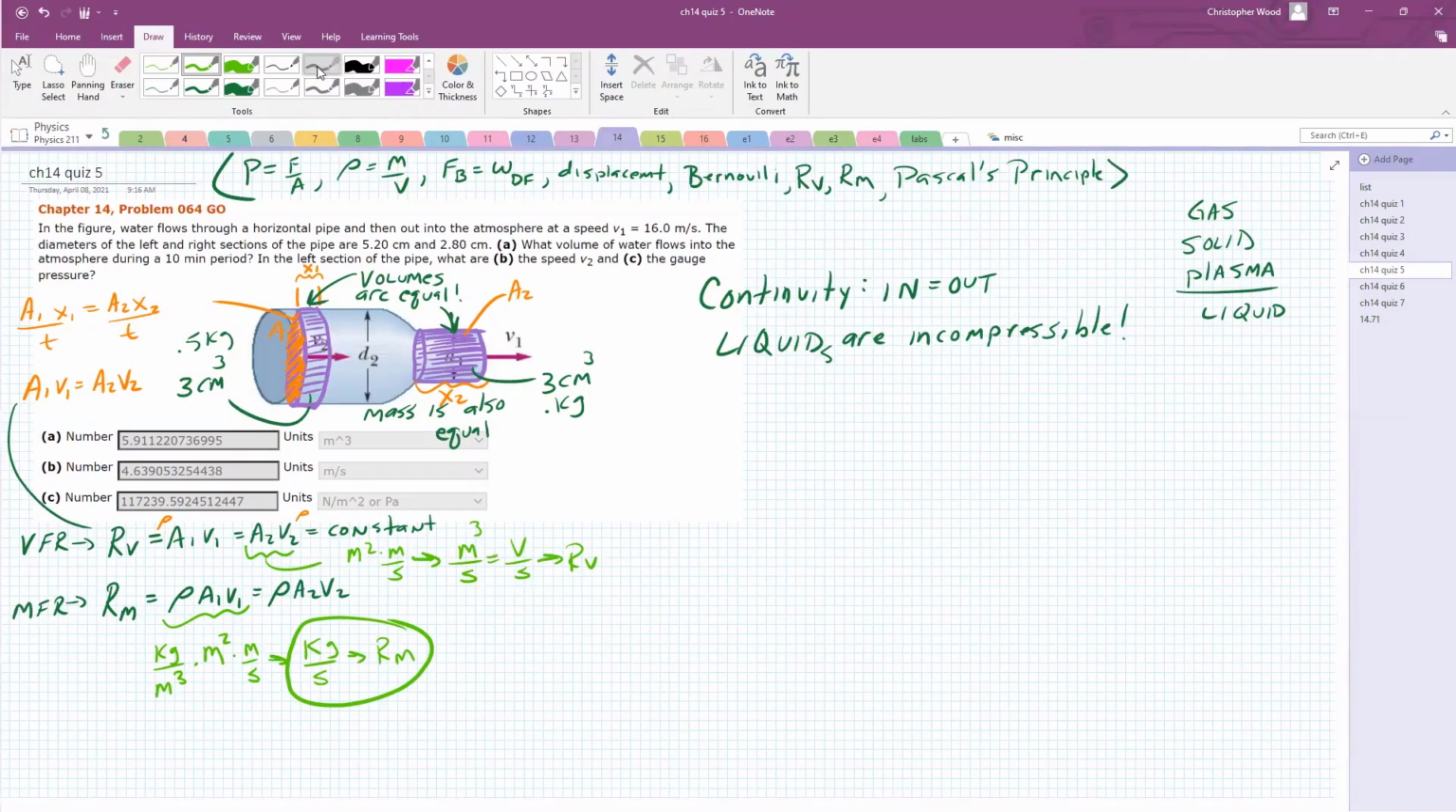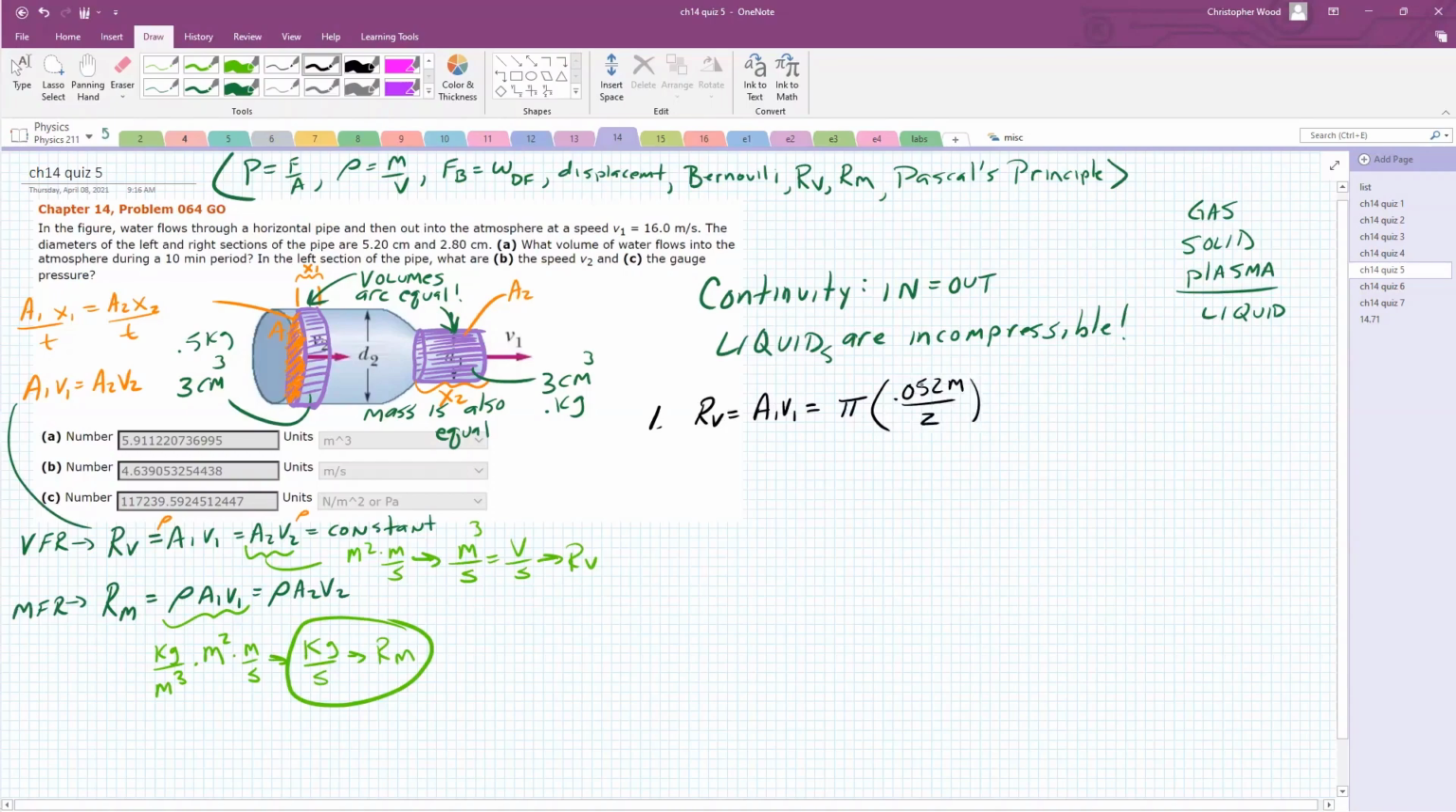And I think now we can actually start working on this problem. What volume of water flows into the atmosphere in a 10-minute period? So I know V1. I'm going to say the volume flow rate equals A1 V1, and I know A1. It also equals A2 V2, but I don't know what V2 is. So ready? A1 is going to be pi r squared. A1 is on the right side, so that's the skinnier neck portion. So pi times 0.052 meters divided by 2. There's pi r. Oh, this is 2.8. Sorry.